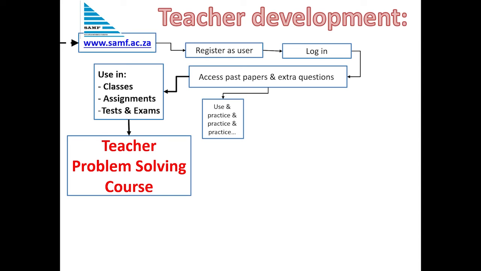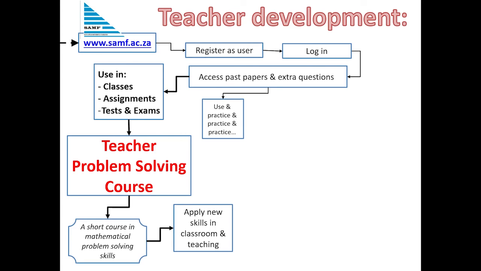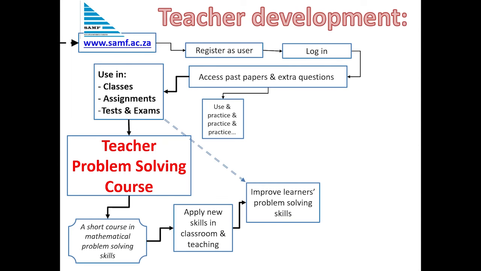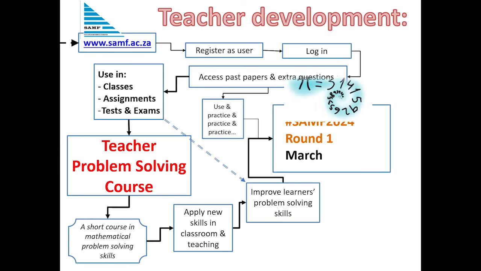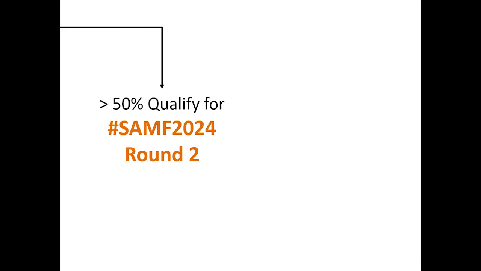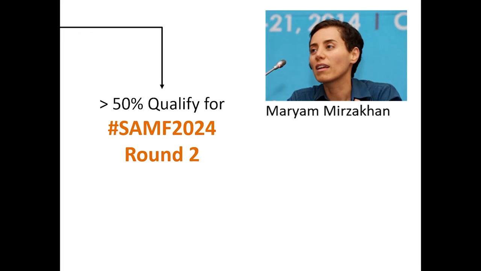The problem-solving course is a short course in mathematical problem-solving skills so that you can apply these new skills in your classroom and your teaching, and improve your learners' problem-solving skills. If a learner obtains more than 50% for the first round, they qualify for the Maths Foundation's second round. The second round normally takes place in May, around the 12th of May, which is the birthday of Maryam Mirzakhani, the first female who won the Fields Medal. That is the Nobel Prize of Mathematics.